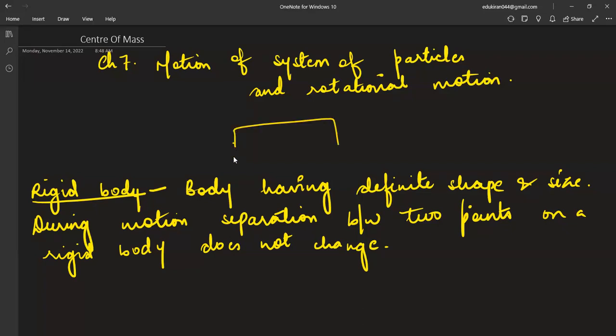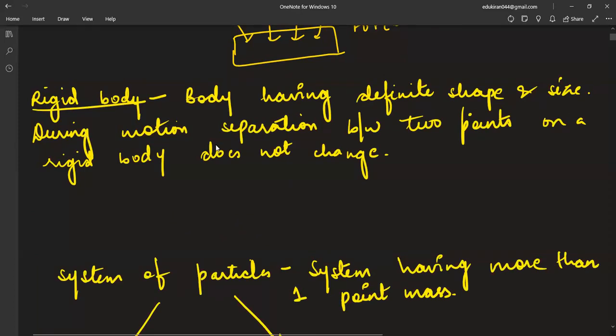When we are talking about a rigid body: a rigid body is a body that has a definite shape and size. Means if compressive forces are acting on it, then still there isn't any effect on the body, right? So definite shape and size of the body is known as a rigid body. Now, during motion, separation between 2 points on a rigid body does not change. This is exactly the definition of a rigid body. It's just to define it, because I'll be using the term, and in your questions also you will be having the term rigid body.